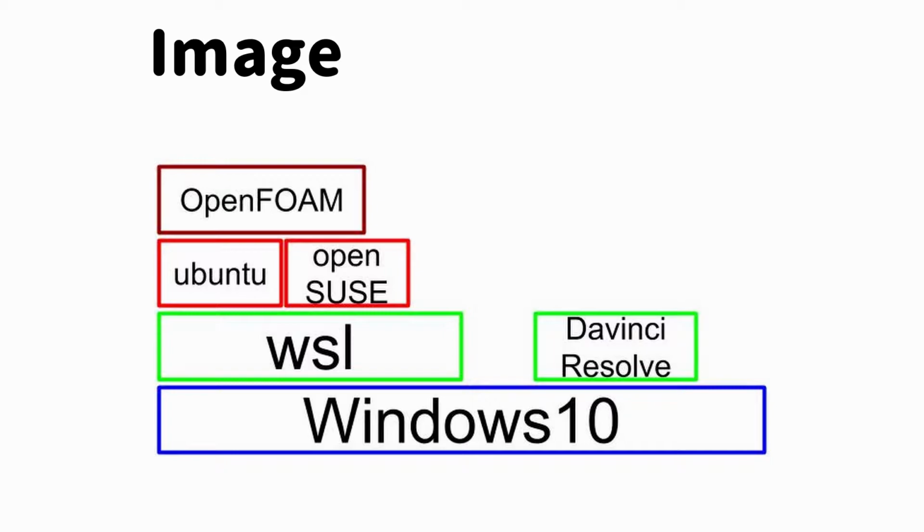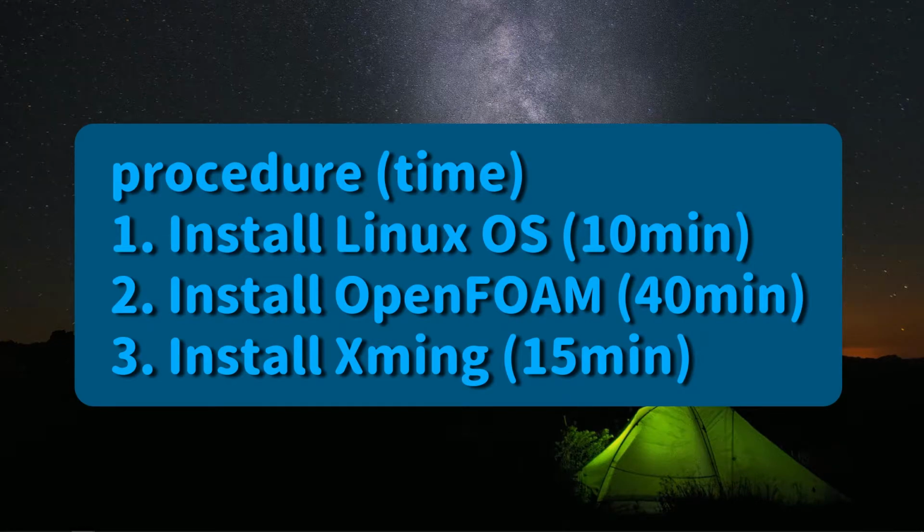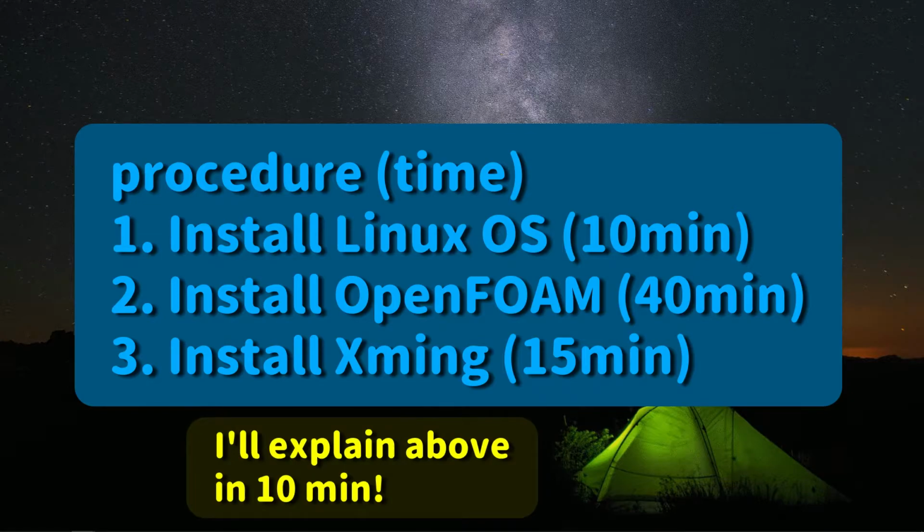In my case, I use the simulation results created on Linux as the material for videos. So I'm grateful that I can edit and post-process very comfortably. Since it is troublesome to prepare additional hardware to use Linux, I think it is quite convenient. The procedure is roughly divided: install Linux, install OpenFOAM, and finally install Xming.